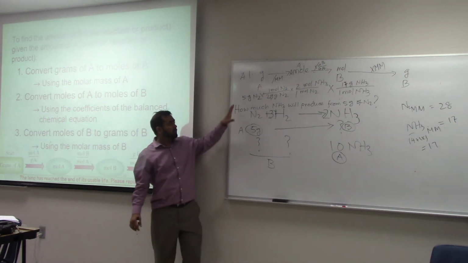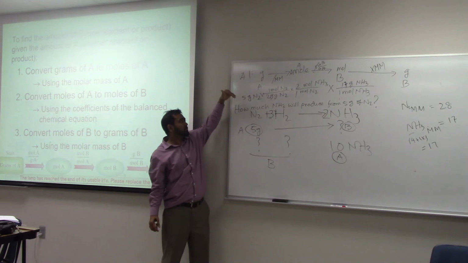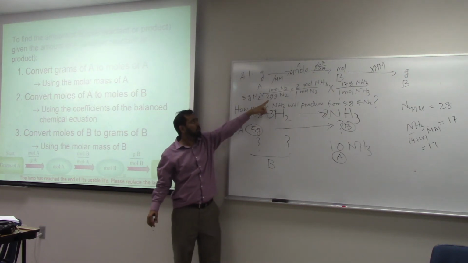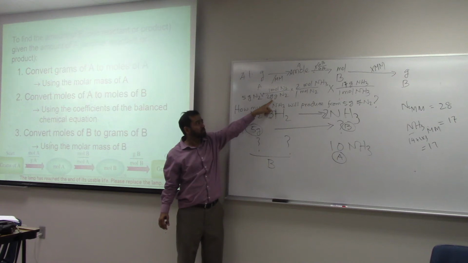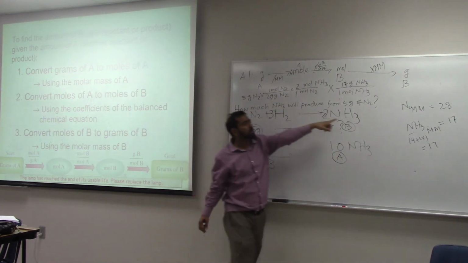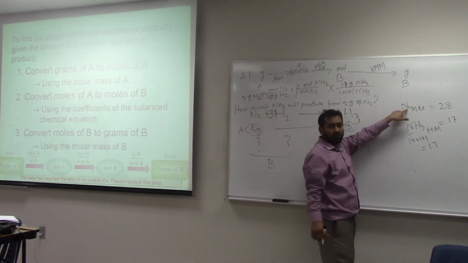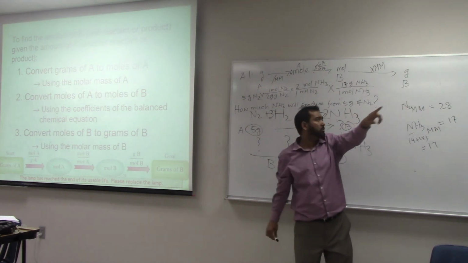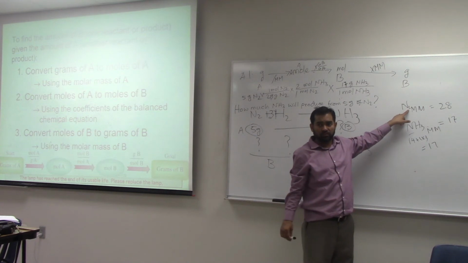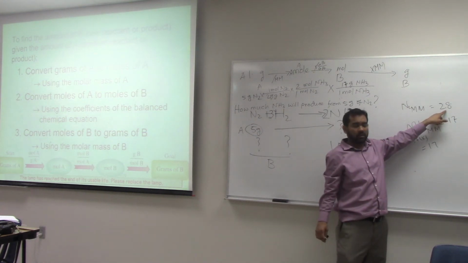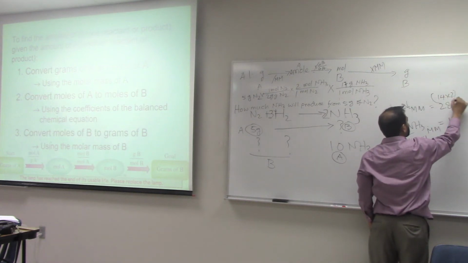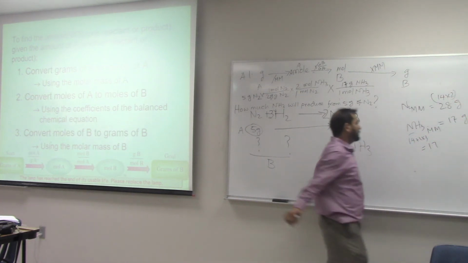So go back to review what we did. We put A, what is given. We divided by molar mass of nitrogen, 28. How did you get it? 1 nitrogen is 14. You see the periodic table? Nitrogen is 14.00. So 14 times 2 is 28 gram, right?